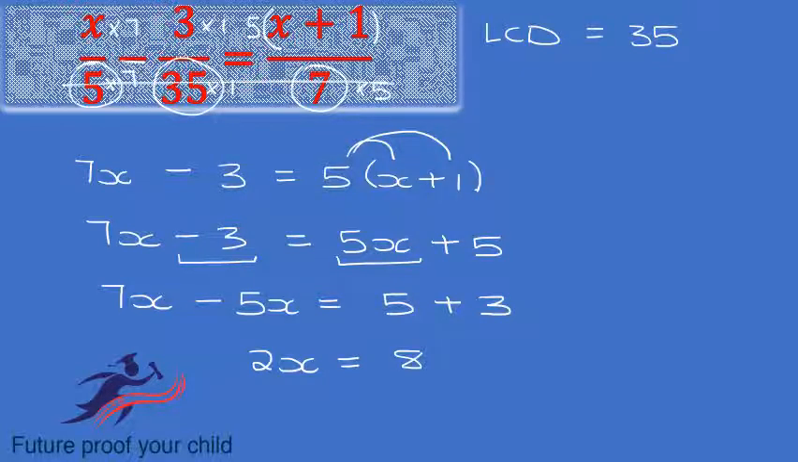To isolate x, I need to divide by 2. What I do on one side, I do on the other side. So therefore the 2's can cancel. So x equals 8 divided by 2, which is 4.